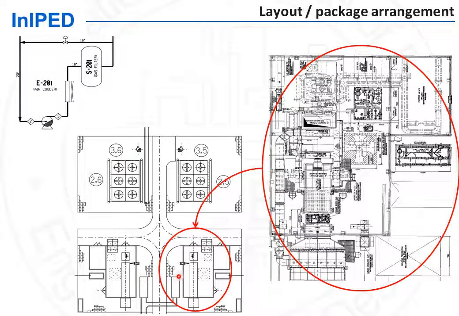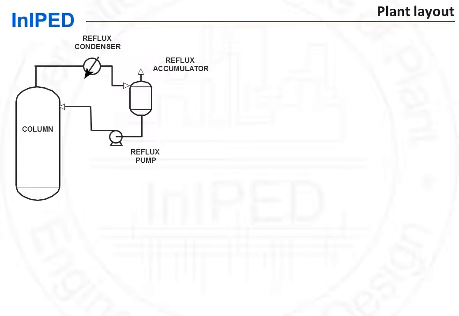The view shown here is the plot plan view. However, process equipment must also be arranged vertically. The relative elevation of process equipment is determined by process reasons, primarily gravity flow from one equipment to the other.